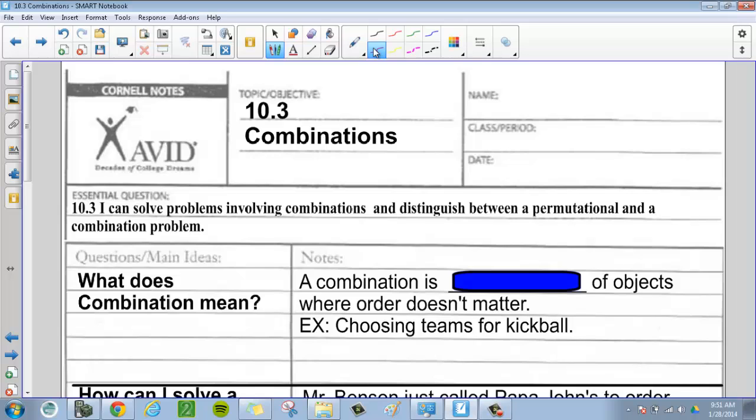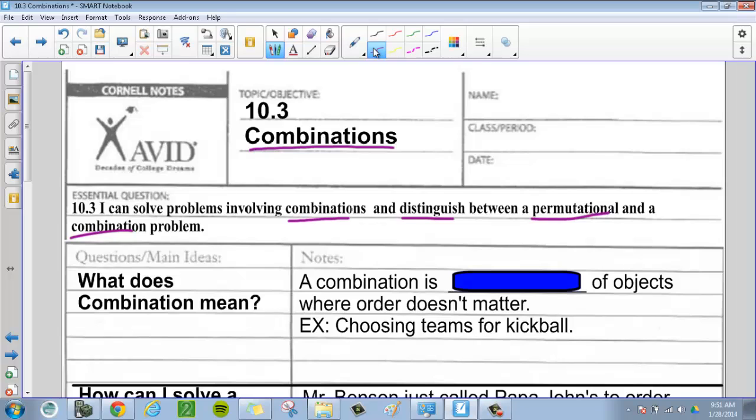We are going to start up on 10.3, which is talking about combinations. Our main essential question today is to be able to solve problems involving combinations and distinguish between a permutation and a combination problem. Okay? So the question is, what is a combination?